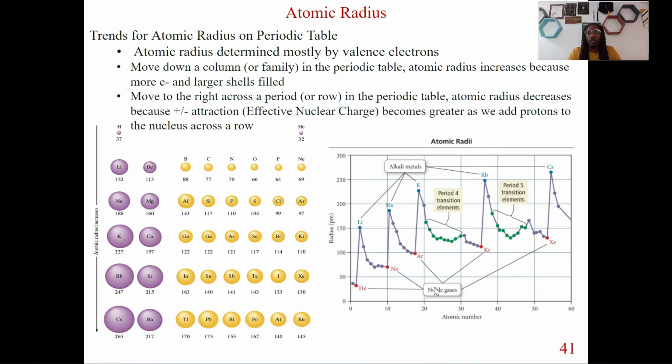We can look at these different trends here, and this is a nice little chart I like to show. If you look here, we see all of our alkali metals. If we compare those to our noble gases, we can see that our alkali metals have a larger radius because they're on the most left side of the periodic table. Then if we look toward the right, we have our noble gases. Because they're on the furthest right, what do we notice about the atomic radius? It's very, very small.